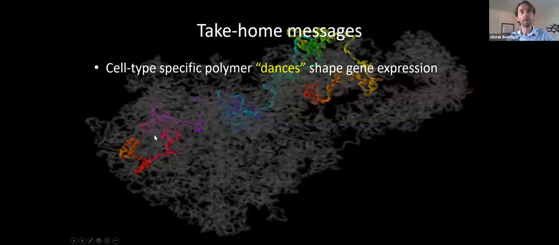So with that, I'll wrap up. I've shown you today that cell type specific polymers dance, and these dances shape gene expression. I've used the word dance there to remind you it's an ensemble of structures.